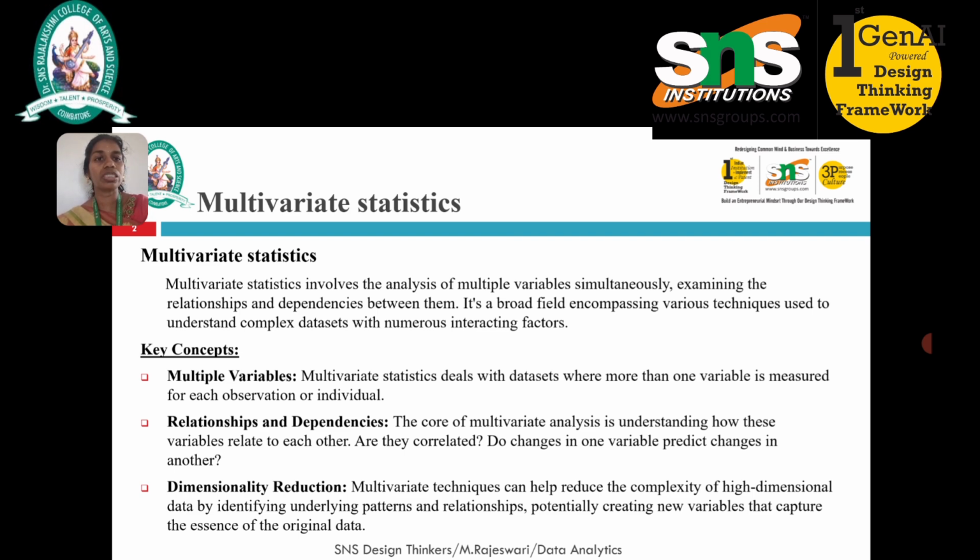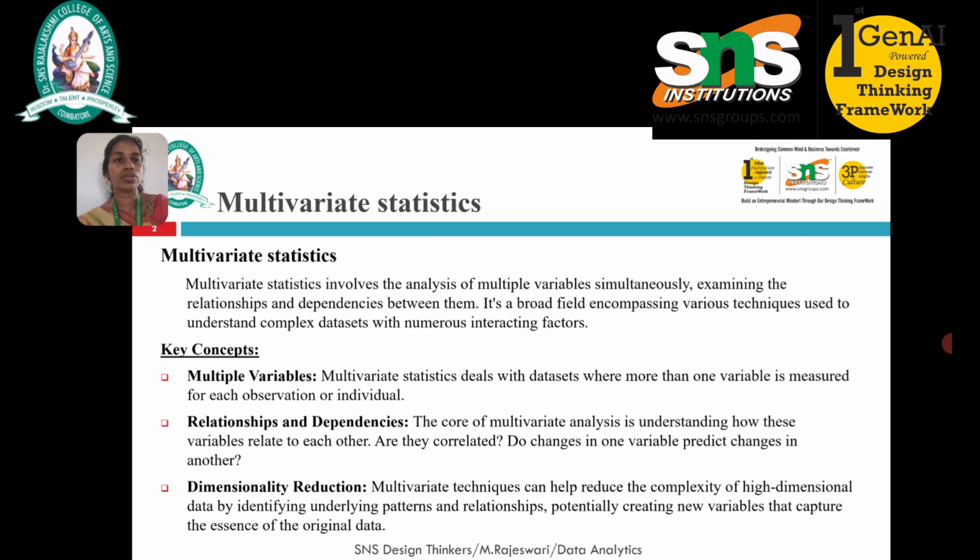Multivariate statistics deals with data sets where more than one variable is measured for each observation or individual. So more than one variable is analyzed and measured for any observation of a particular category of information. Relationship and dependence are the core of multivariate analysis, understanding how these variables relate to each other. The relationship is found between two or more variables. Based on that relationship we give suggestions for any problem, and based on that we take decisions according to the problem.